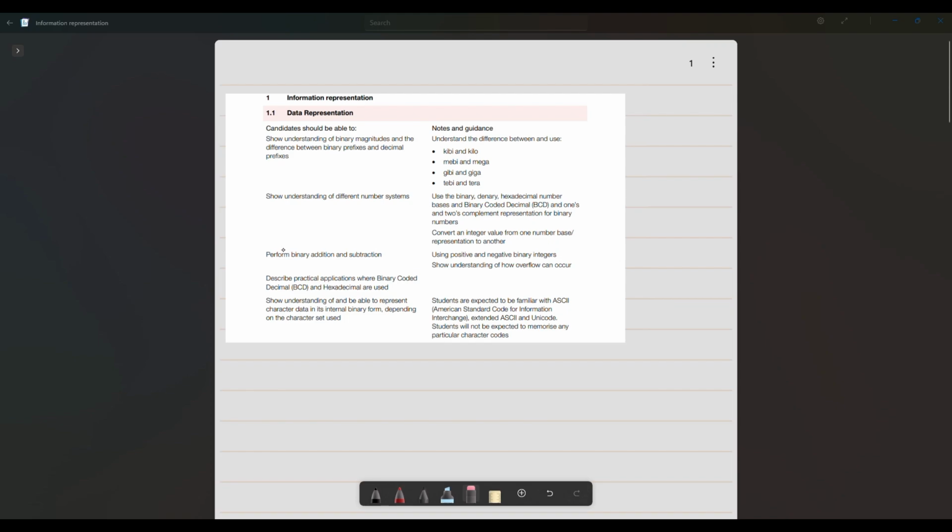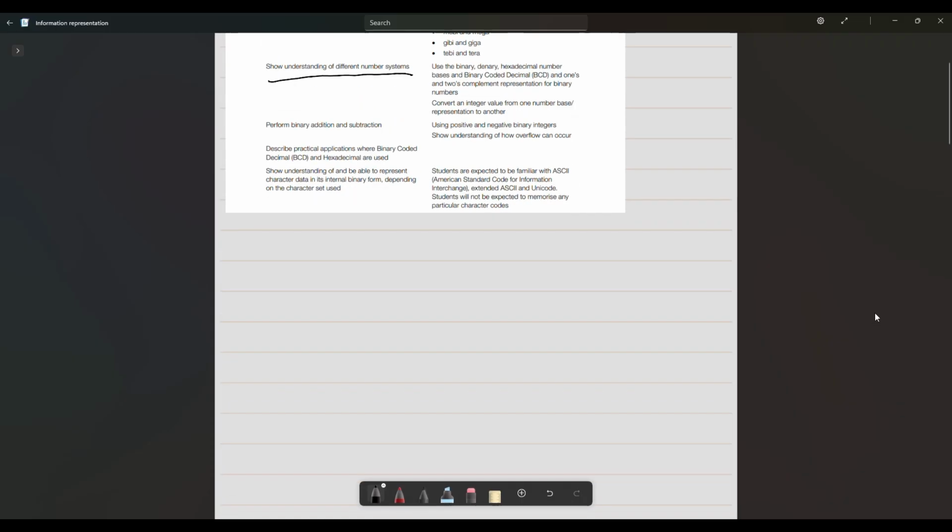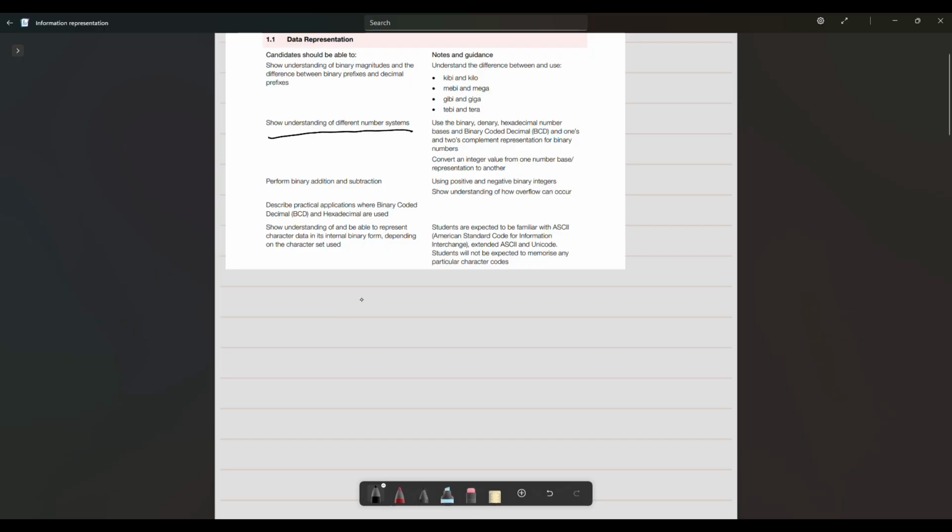So the first topic we're going to start with today is showing understanding of different number systems. So you probably know what number systems are from math. You know how we use day-to-day numbers in math, right? In our daily life, we use it in everything. We use it in cooking, in our schoolwork, when we're playing video games. So that number system which we follow is known as the denary number system, otherwise known as base 10.